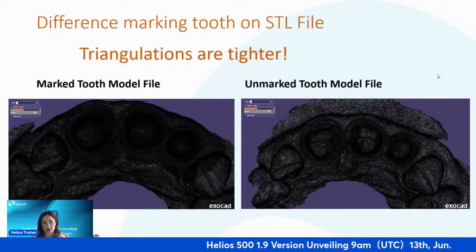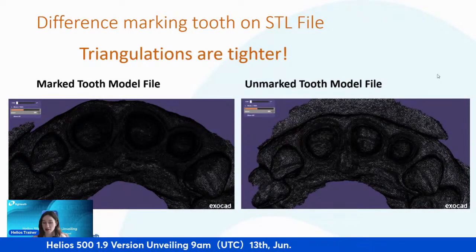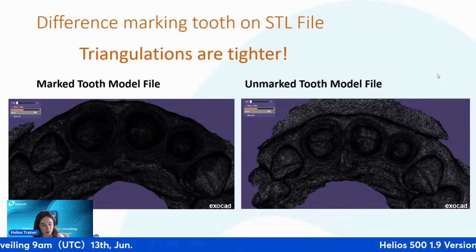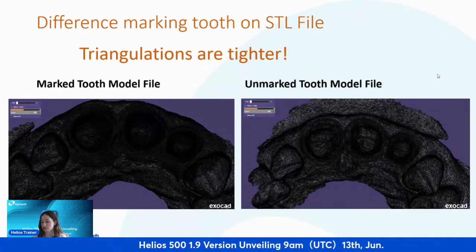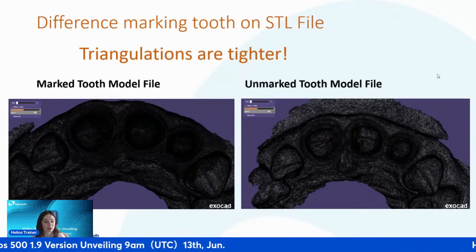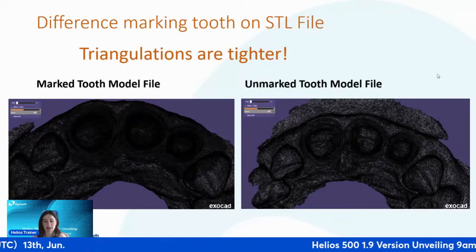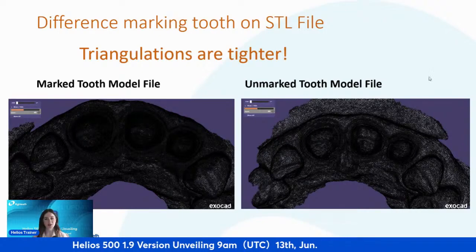This is the left corner. You are going to see more dark, which means high resolution. And in the right picture, this is the same model with the unmarked tooth model file. This is the difference if you desire high resolution for your preparations. So you can easily mark the tooth on the model and it will render higher. All right. I hope it was helpful.